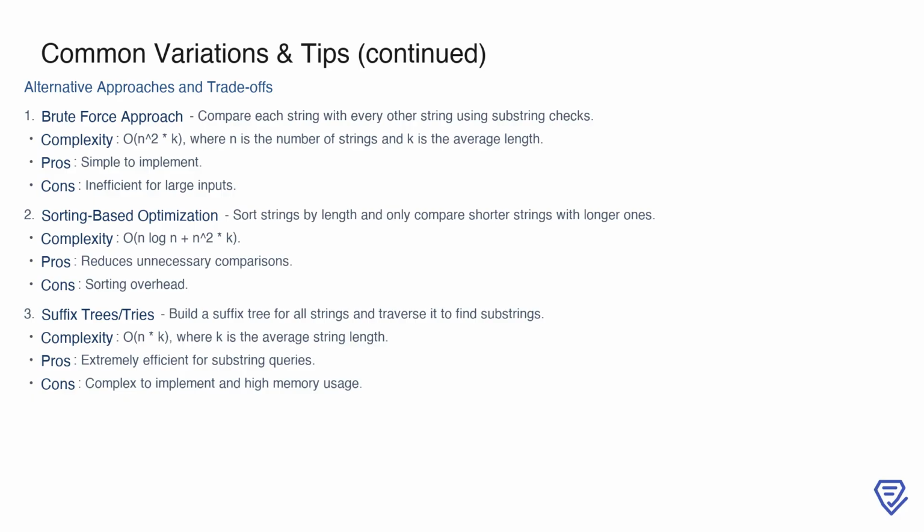For more sophisticated cases, suffix trees or tries offer an efficient solution, reducing the complexity to O(n·k). These structures allow fast substring queries but at the cost of higher implementation complexity and greater memory usage. Each approach has its merits and drawbacks, so the choice depends on the specific constraints of the problem.